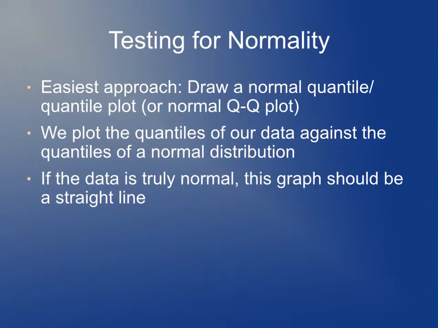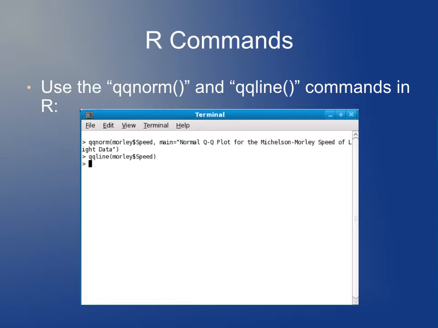There's statistical tests for normality, but in general they don't work very well. The easiest approach, even if it's a little less rigorous, is to just draw pictures, specifically what's called a normal quantile plot, which means that we plot the quantiles of our data against the quantiles of a normal distribution. If the data is truly normally distributed, this should be a straight line. And once upon a time that was painful to do, but now it's easy to do using R.